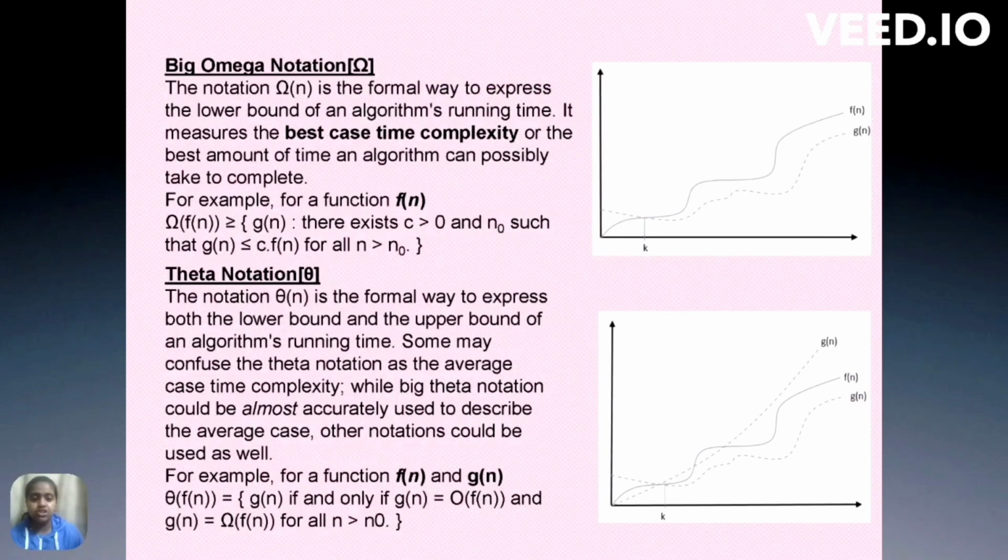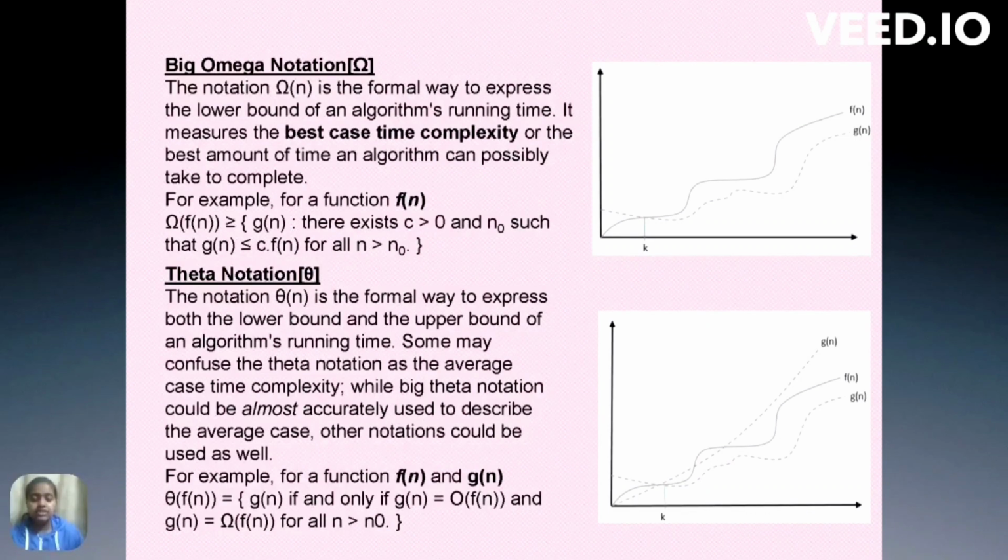Big omega notation is denoted by omega. The notation omega of n is the formal way to express the lower bound of an algorithm's running time. It measures the best case time complexity, or the best amount of time an algorithm can possibly take to complete. For example, from the alongside graph, for a function f of n, omega of f of n is greater than or equal to g of n. There exist c greater than 0 and n naught, such that g of n is greater than or equal to c into f of n for all n greater than n naught.